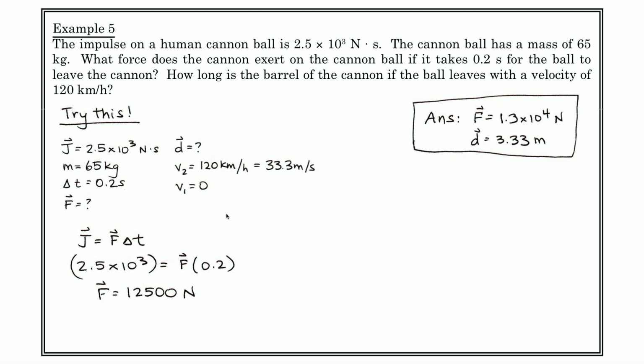Now what we can do is say, oh, well, I know V2, I know V1, I know time. I can calculate the distance, the displacement. And for this, we'll use equation number 2 from our kinematics equations, and we arrive at 3.33 meters. And that is your first lesson on momentum and impulse.